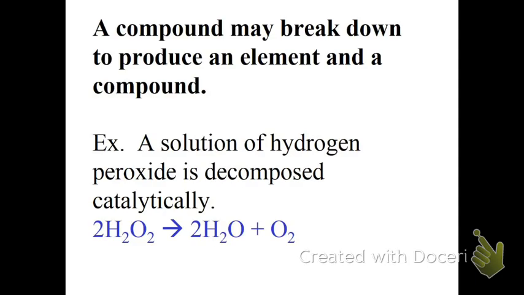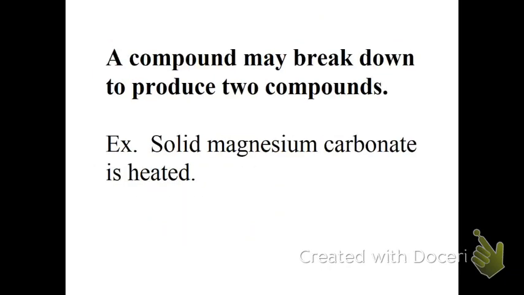A compound may break down to produce an element or two elements, but it also may break down to produce a simpler compound and an element. In this case, this is hydrogen peroxide. It decomposes catalytically. It also decomposes with time. That's why it's kept in a brown bottle. If you have really old hydrogen peroxide and you've ever poured it out, it doesn't fizz anymore, because basically it's just turned into water in there.